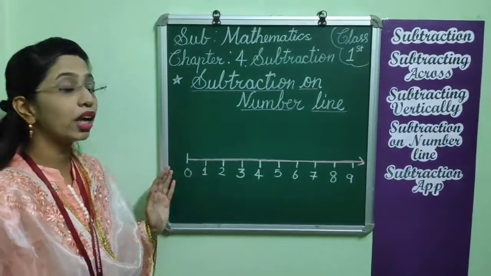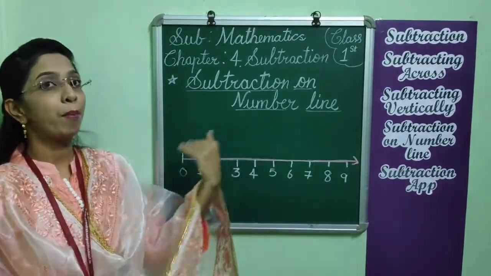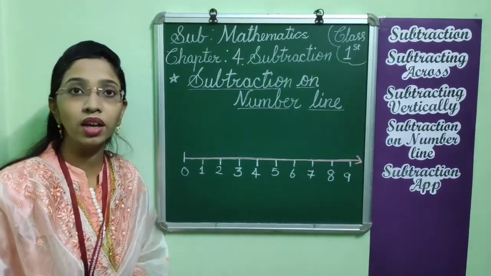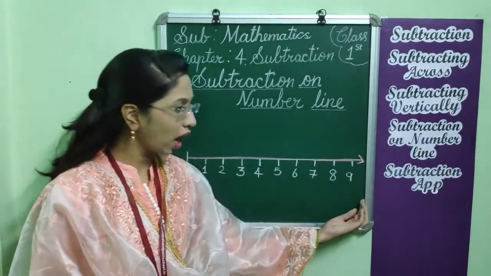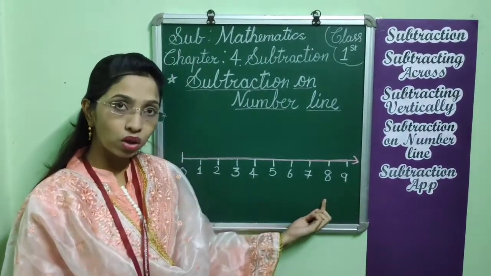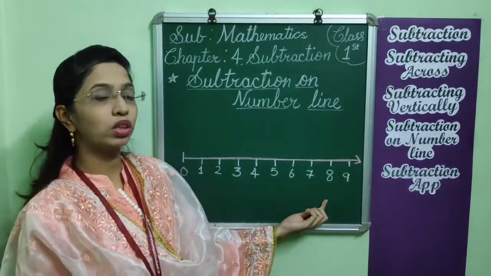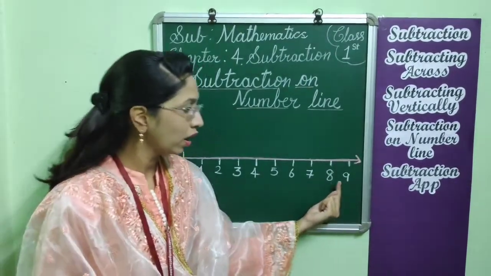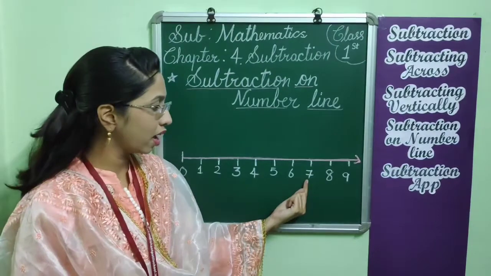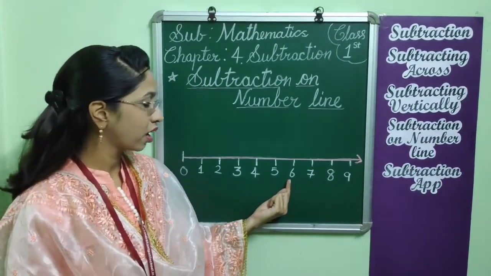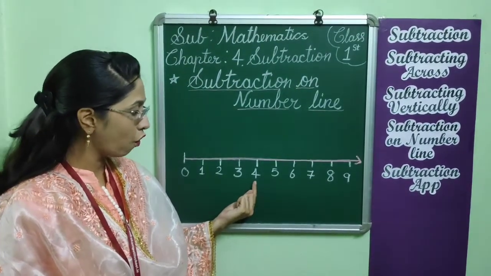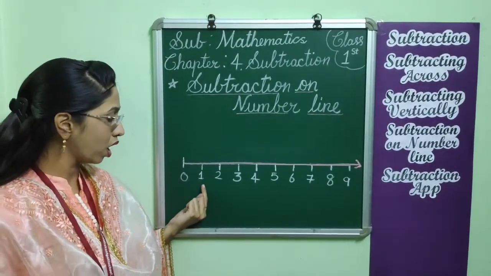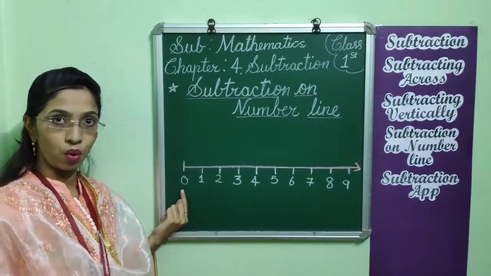This number line can also be used for backward counting. What is backward counting, children? The number counting from backward is called backward counting. Count with me children now. 9, 8, 7, 6, 5, 4, 3, 2, 1, 0.